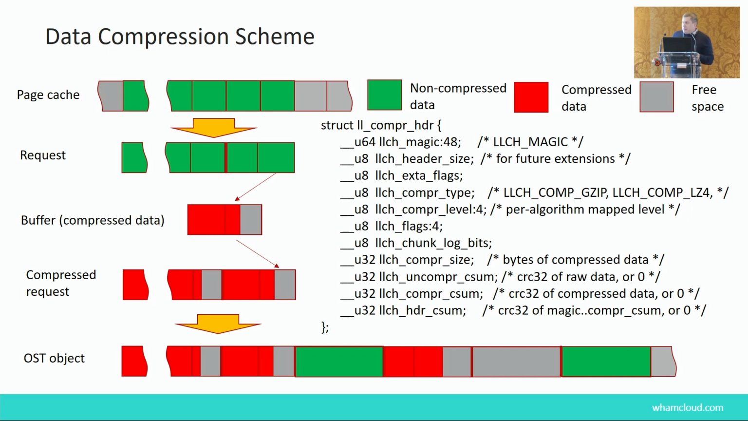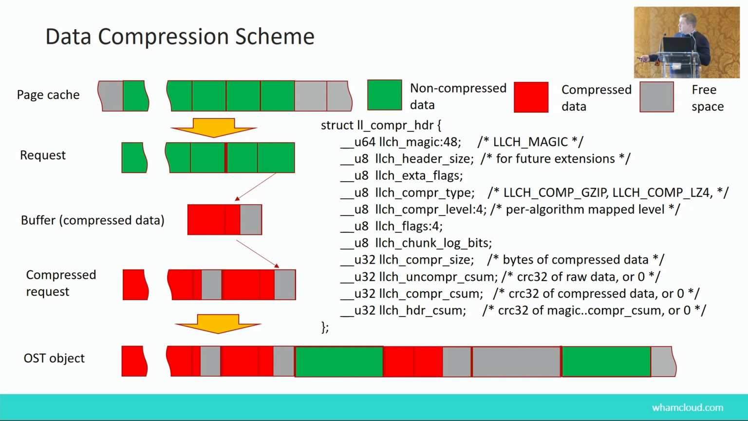So, as I said, the user sees data uncompressed. So data lies in the client page cache uncompressed. These are the green blocks. But at some point, we flush data and prepare a request. At this moment, compression starts.